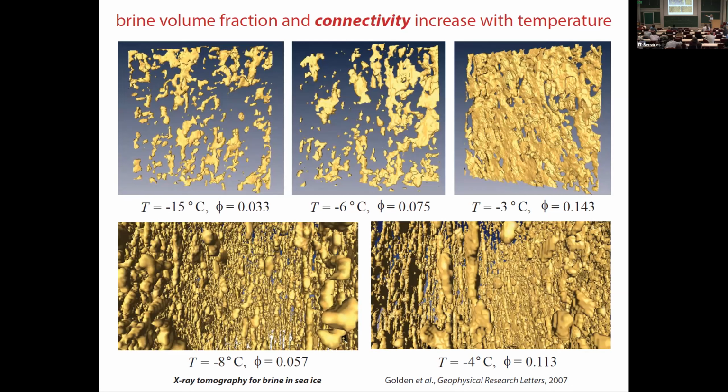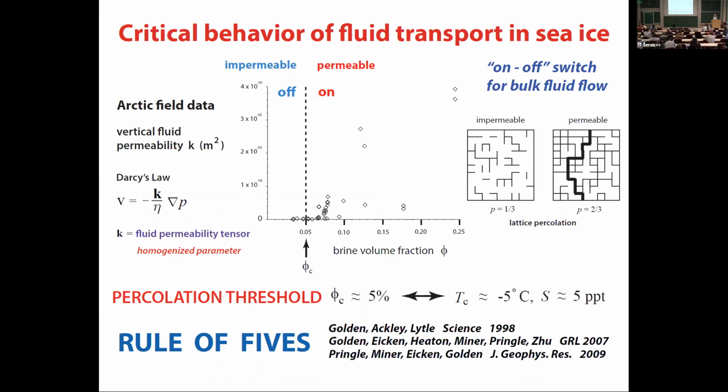So first, here's the brine phase in sea ice, and you see that the connectivity changes dramatically with temperature: no pathways, there's actually one pathway through here, and many pathways. And actually there is what's called a percolation threshold. In other words, I view this as essentially an on-off switch for bulk fluid flow, where for brine volume fractions below about 5%, columnar sea ice is effectively impermeable to vertical fluid flow. But above that 5%, it's increasingly permeable.